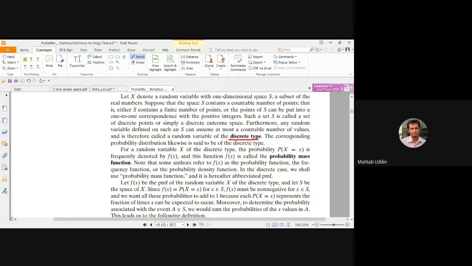Okay, you cannot count, but you can measure. Like you cannot count the amount of water. Can you count the amount of water? I think no. You can measure it. So this is called continuous type.